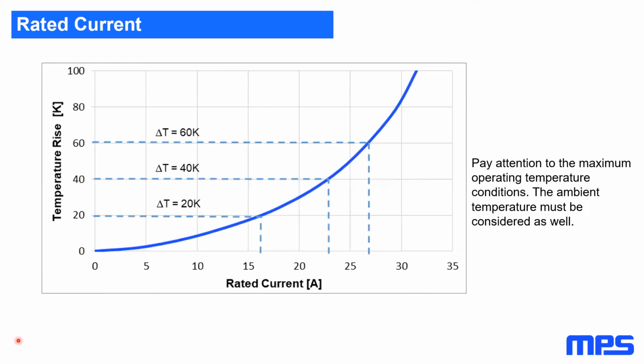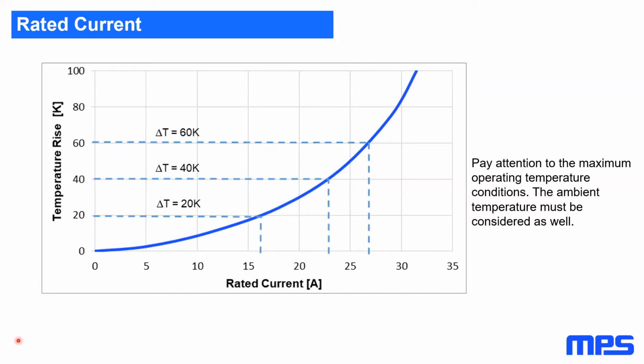So the self-heating of an inductor is mainly the DC losses in the form of temperature. As Sven mentioned already, the DC losses are calculated with IDC squared times RDC. That's why the self-heating characteristic is exponential, as you can see in this slide. In this particular example, the rated current of around 23 amps is causing a temperature rise of 40 Kelvin. And considering your ambient temperature, this temperature rise may not exceed the maximum operating temperature.